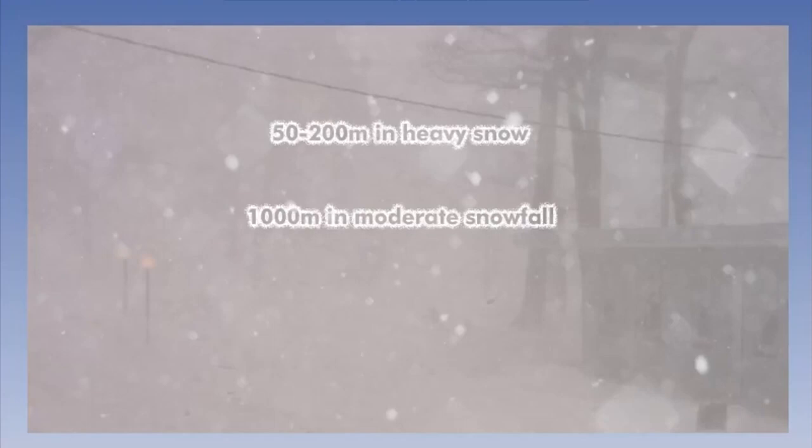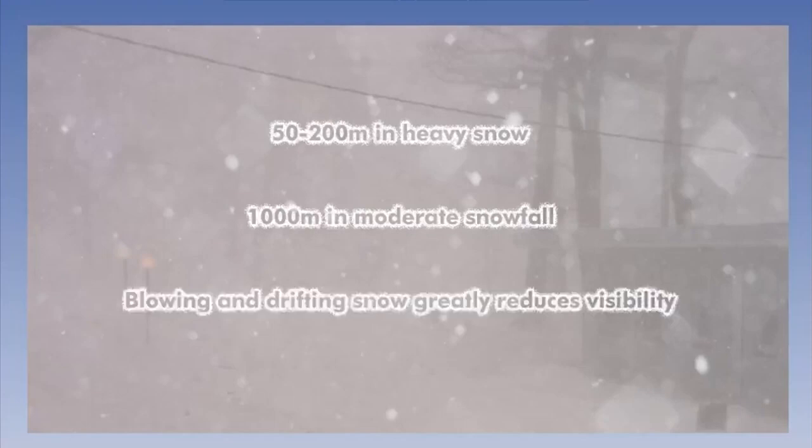Precipitation reduces the visibility whenever it occurs, but some types cause a greater reduction than others. The worst offender in this respect is snow, which can reduce the visibility very swiftly to the following values, depending on intensity: 50 to 200 meters in heavy snow, and around 1,000 meters in moderate snowfall. Blowing and drifting snow will also greatly reduce the visibility.